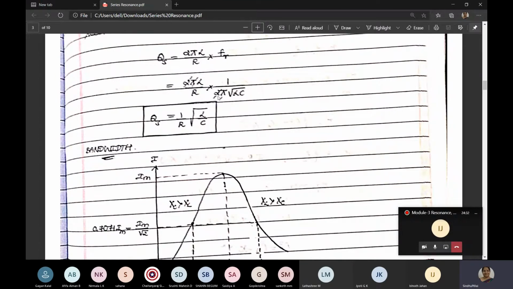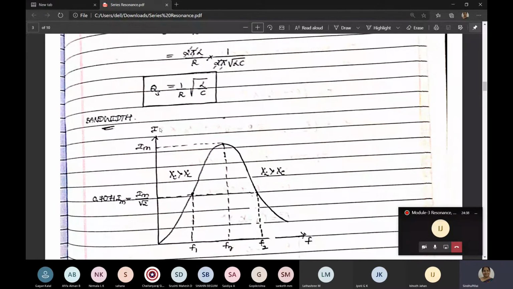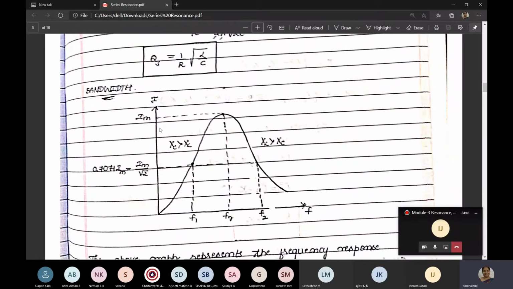So 2 pi will get cancelled. So what will we get? Quality factor. This is one more formula that can be used, that is quality factor is equal to 1 by R root L by C. This is another formula. So next we'll see what is bandwidth.